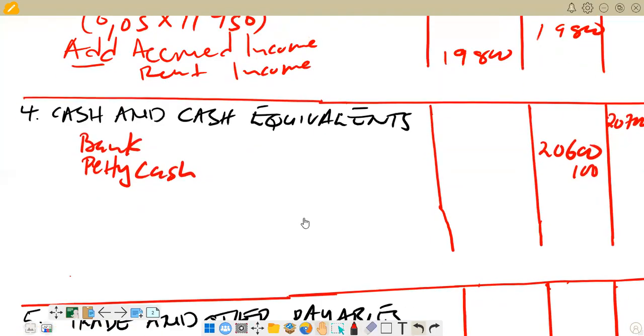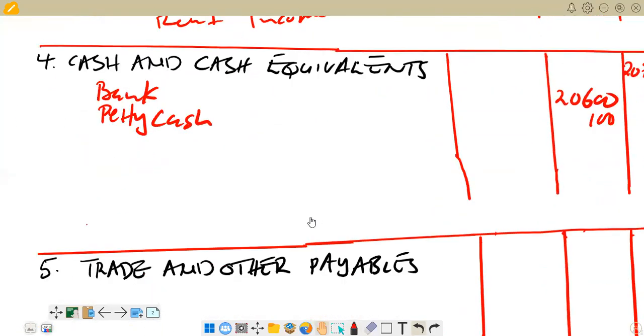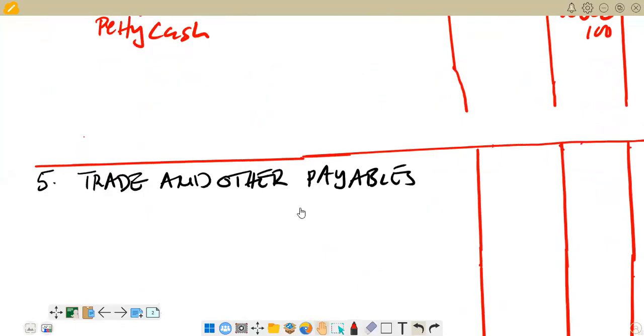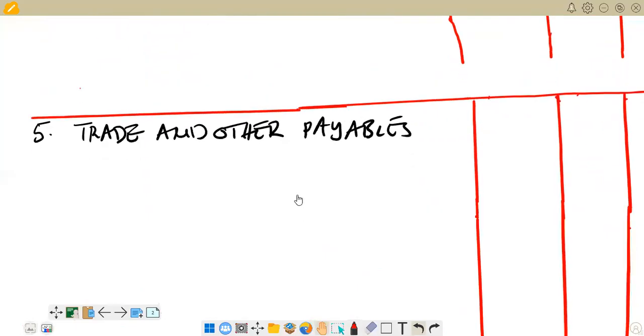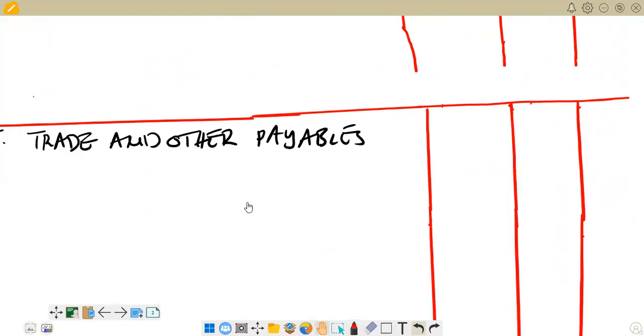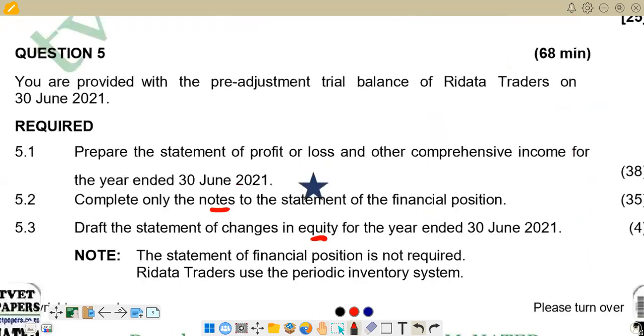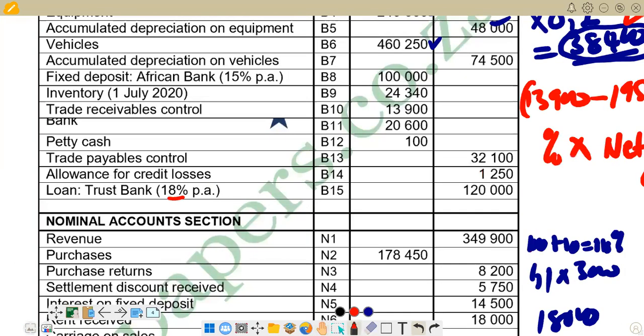A little bit of calculation, especially on trade and other payables and trade and other receivables. That's where we have much of the calculations, on the non-current assets there. So this one now is trade and other payables. Remember, the figure that we start with there is the figure for trade payables control. And these figures are given there as just balances. So if you come here on the list of balances, you can check there. Trade payables control is here. It's 32,100. We're just going to enter that one.